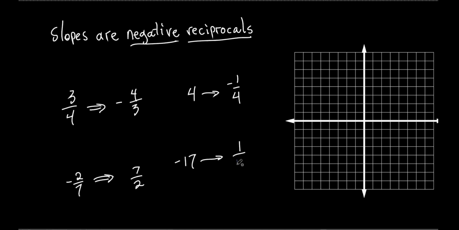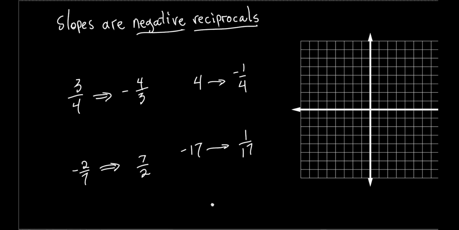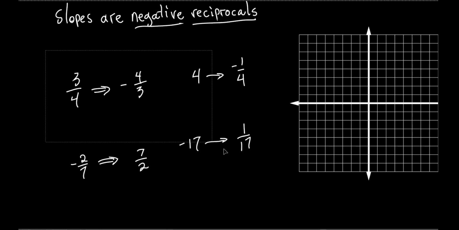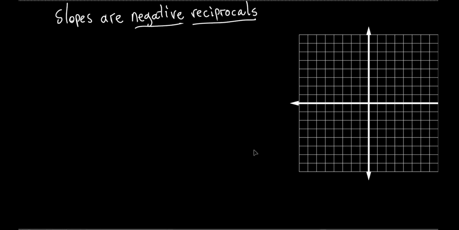1 over 17, positive 1 over 17. That's how you do it. It's really simple. You with me? Okay. So here's, let's just erase all this stuff. So here's the example, and we'll end with this.